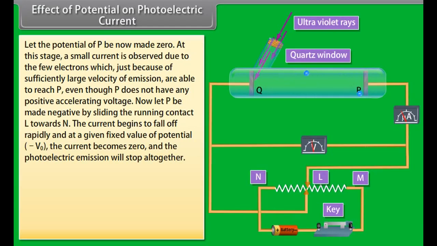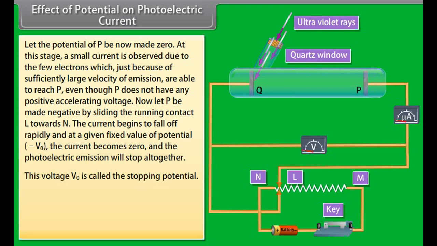Let the potential of P be now made zero. At this stage, a small current is observed due to the few electrons which, just because of sufficiently large velocity of emission, are able to reach P, even though P does not have any positive accelerating voltage. Now let P be made negative by sliding the running contact L towards M. The current begins to fall off rapidly, and at a given fixed value of potential, minus V0, the current becomes zero, and the photoelectric emission will stop altogether. This voltage, V0, is called the stopping potential.